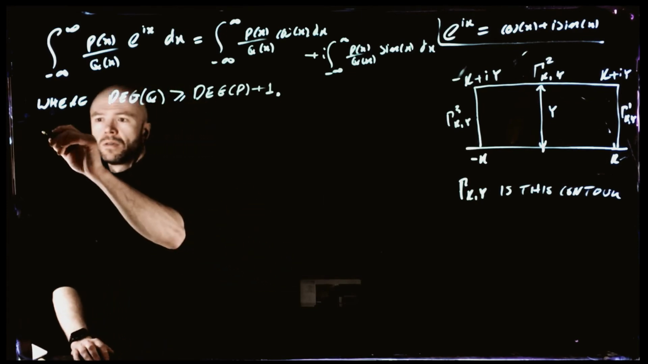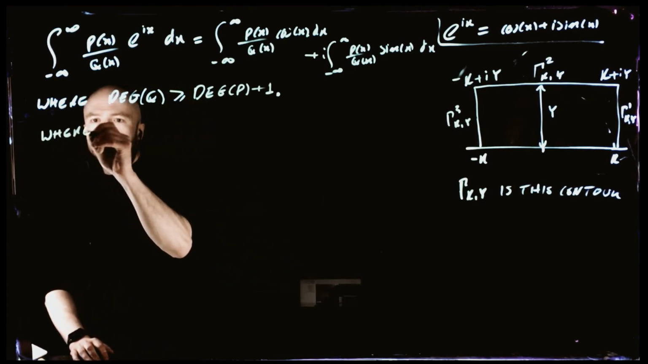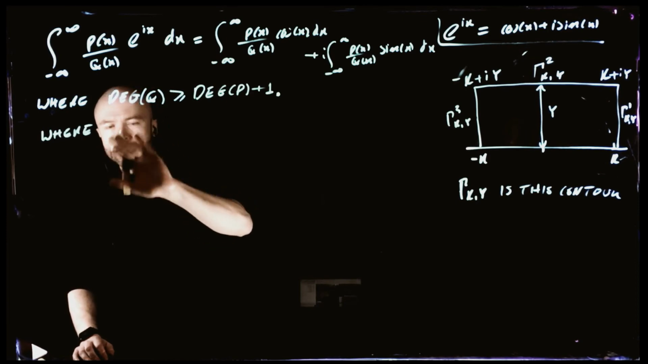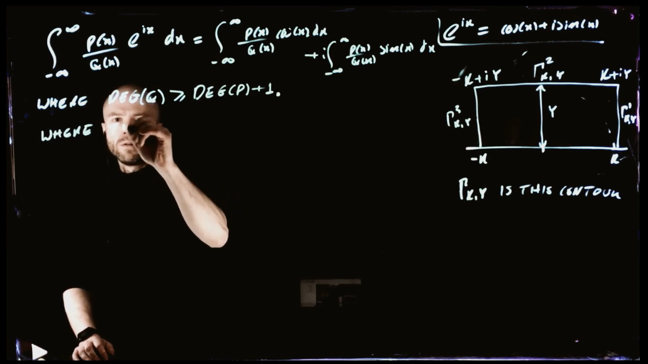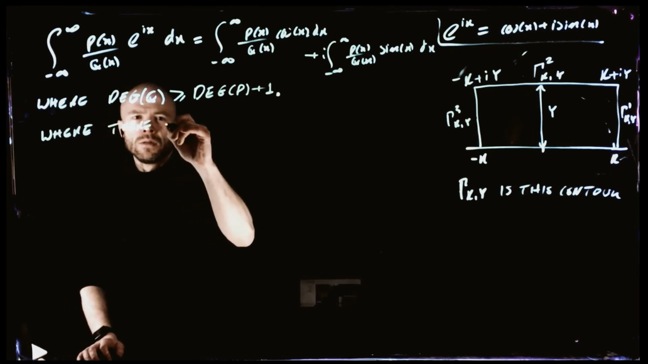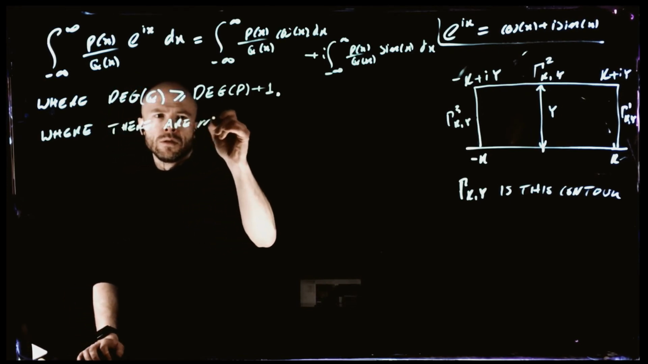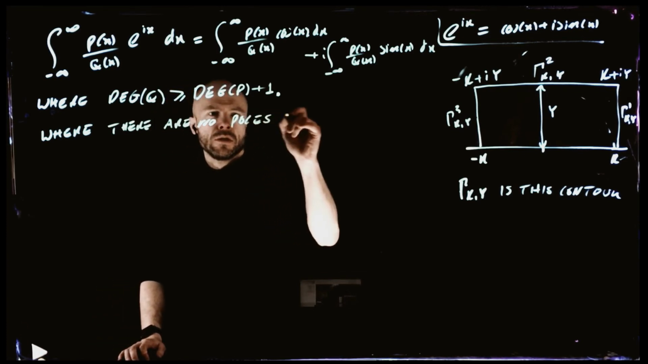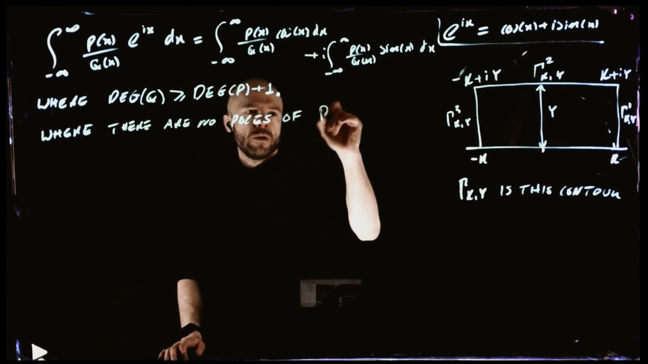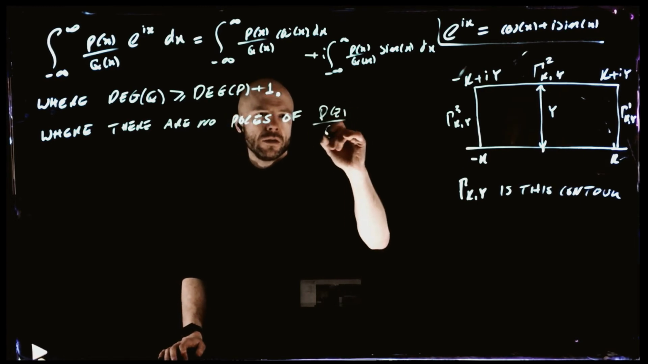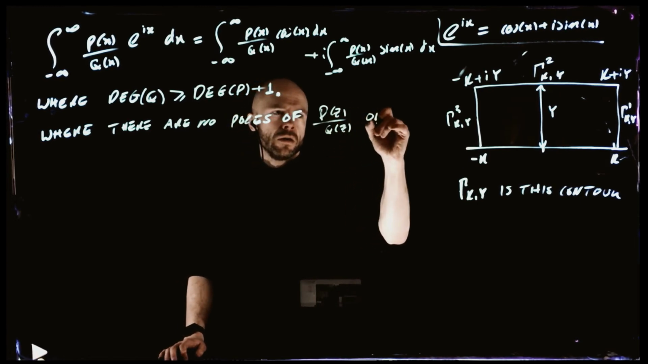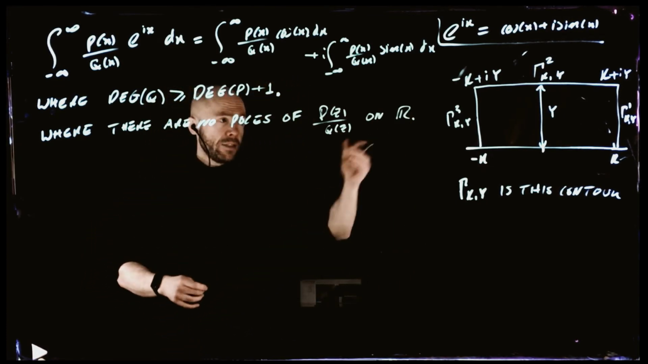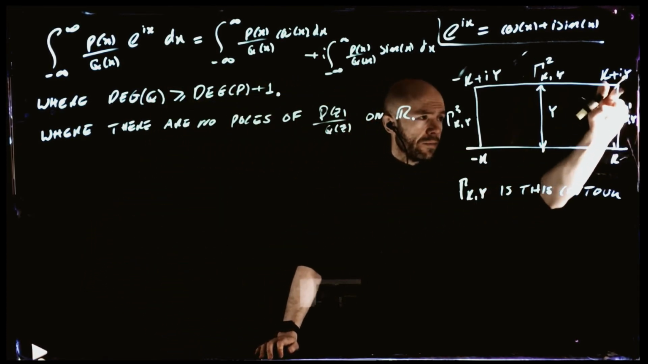So where there are no poles of P of z over Q of z on R.